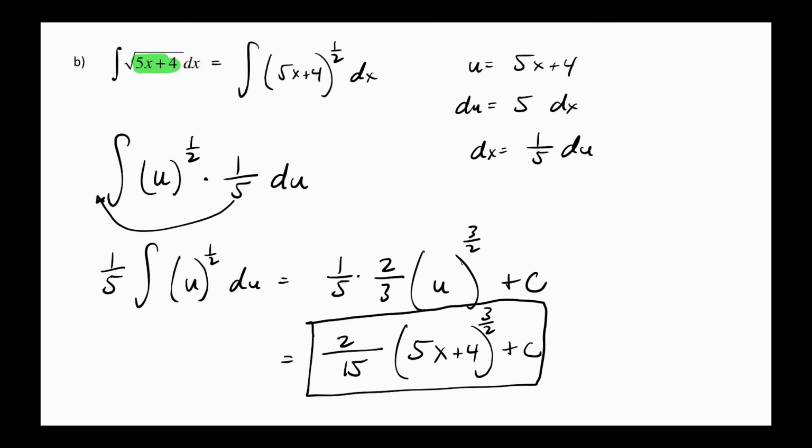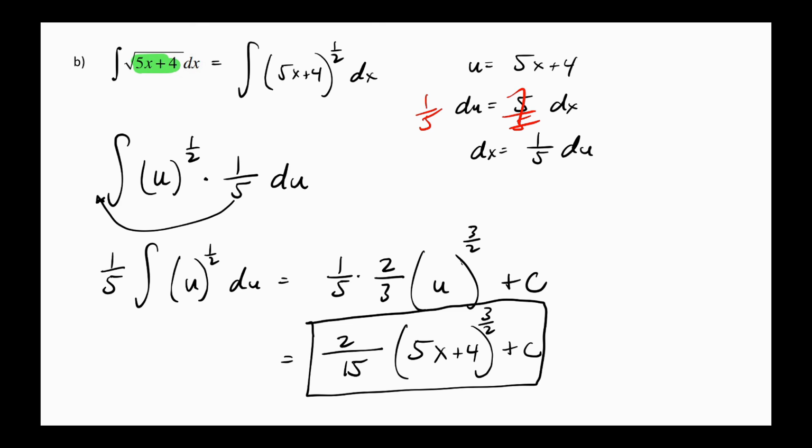U is 5x plus 4. Anytime you have a radical or a root, change it to a power, just like we've always done. Found the derivative, divided by 5. I skipped that step here, but I just divided by 5 here. Plugged it back in, found the antiderivative. After you find the antiderivative, plug everything back in, put a plus c at the end, you're done.